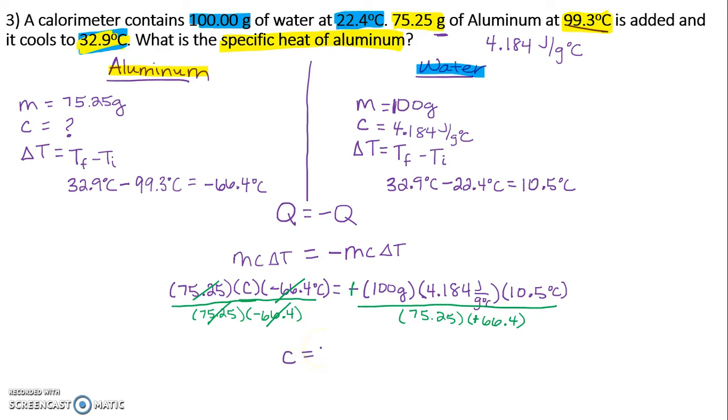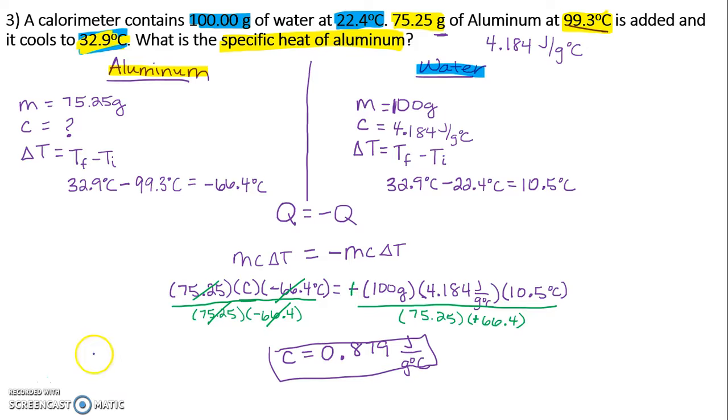So in my calculator, I'm going to multiply by anything that's on the top and divide by anything that's on the bottom. So I have 100 times 4.184 times 10.5 divided by 75.25 divided by 66.4. And I get C equals 0.879 joules per gram degree Celsius. And that's the final answer for this problem.